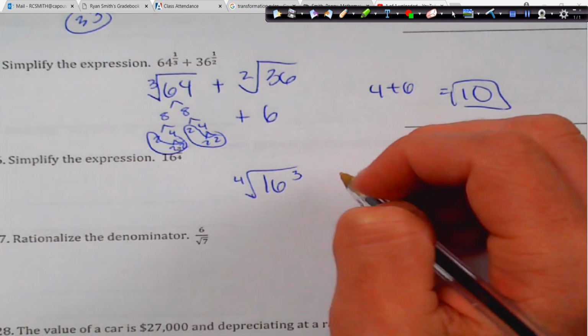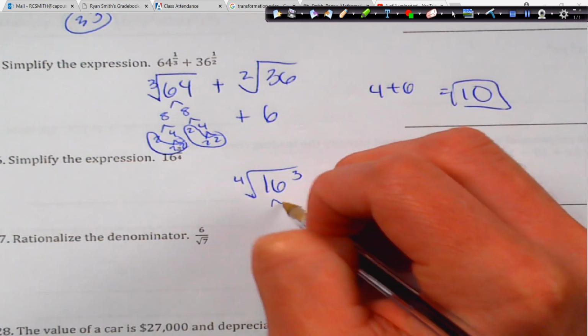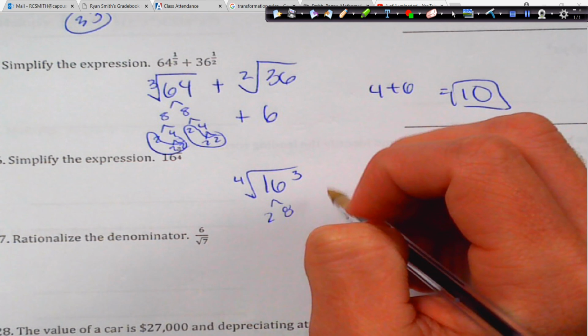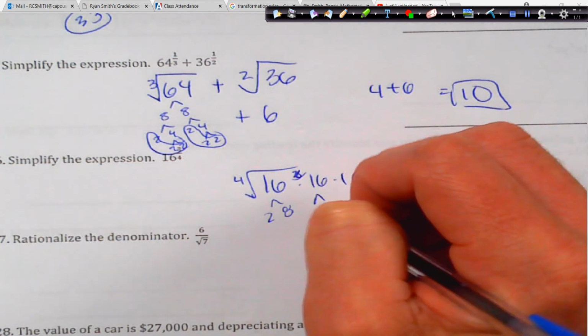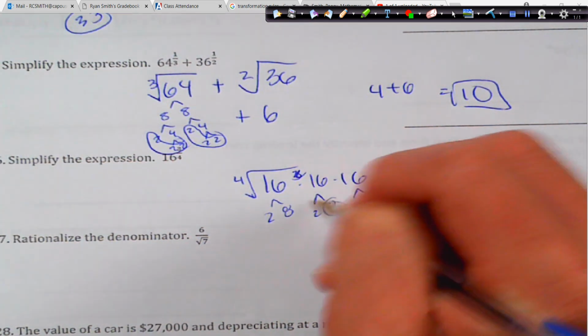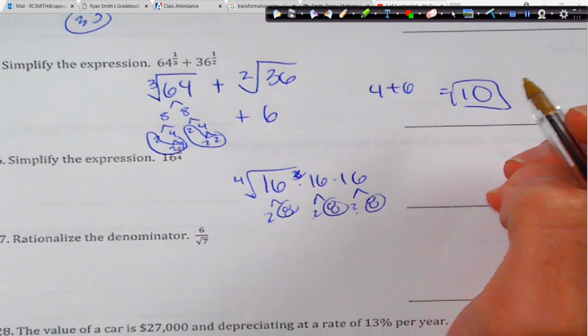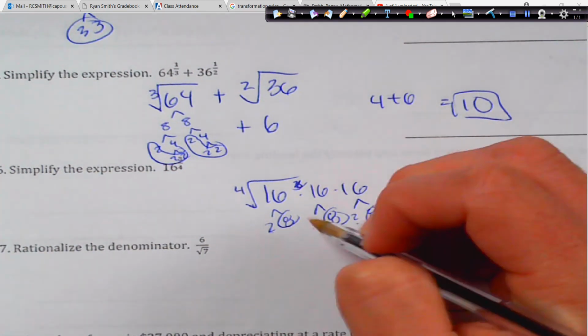Another way that we can kind of think about this or look at it is this is 8 times 2, and then if we had 16 times 16, which is basically to the 3rd power, we have 3 8s, and then 2 times 2 times 2 is actually another 8, and so that's why we get to pull 8 out, because there would be 4 equal 8s.